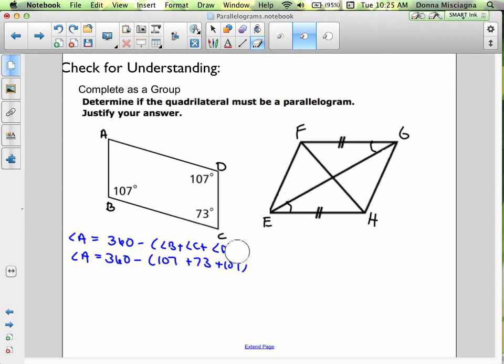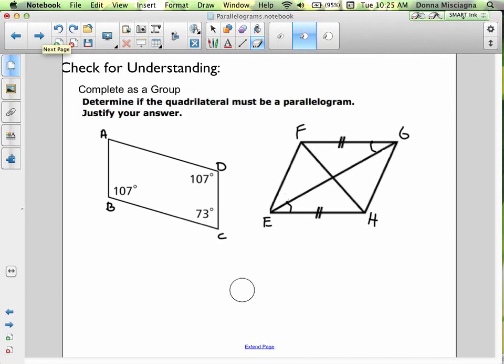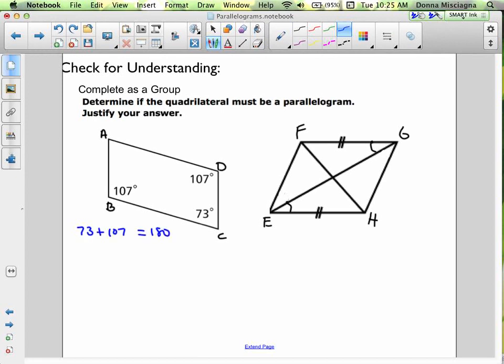Let's use another method. We could prove both pairs of opposite angles are congruent, but let's actually use another method we haven't used very much. Notice that 73 plus 107 equals 180. That means angle B plus angle C equals 180. It also means that angle C plus angle D equals 180. Without even proving what angle A is, by the way, it was 73 degrees, we can show this is a parallelogram, right? So ABCD is a parallelogram.